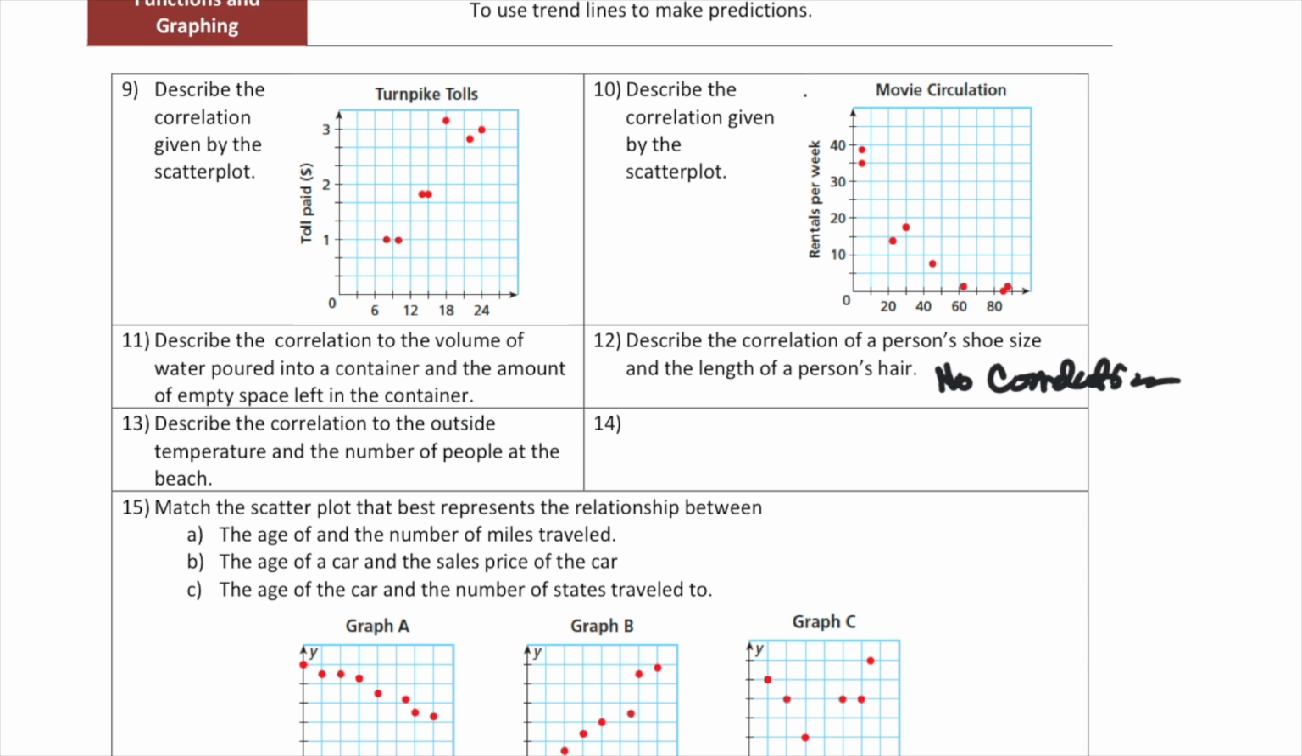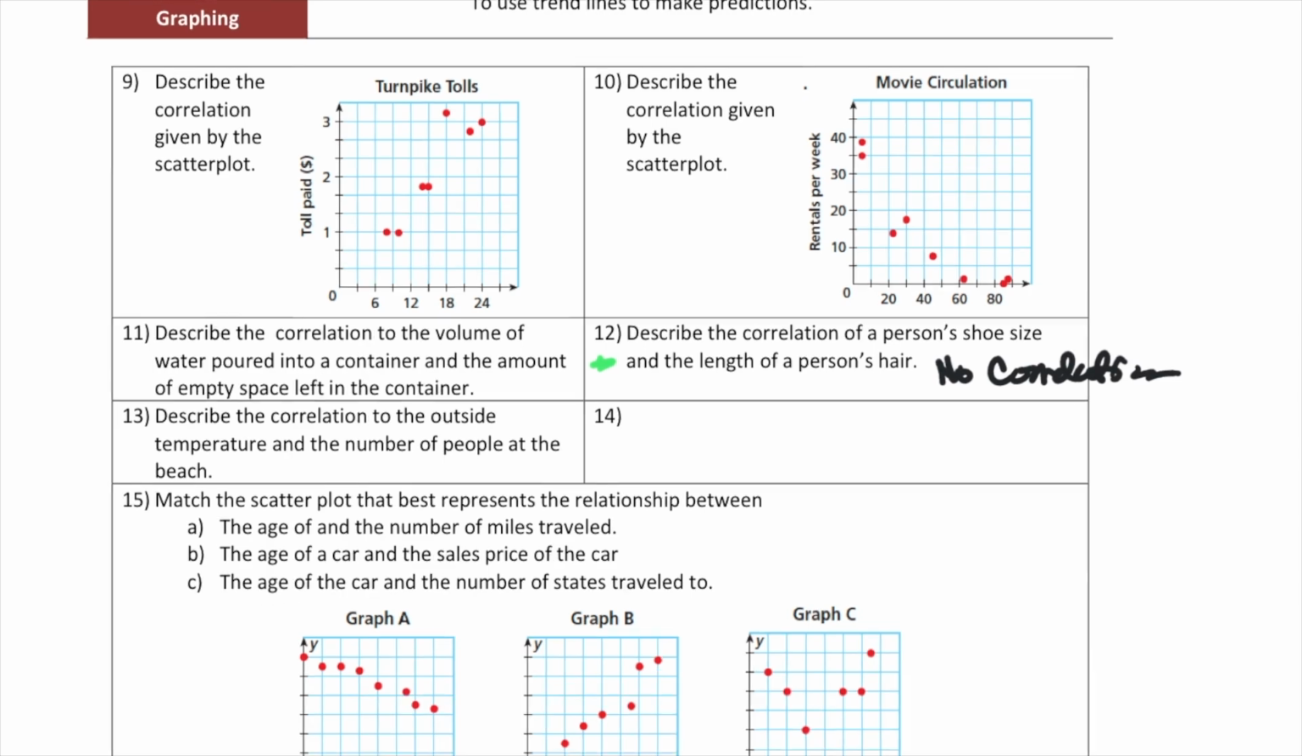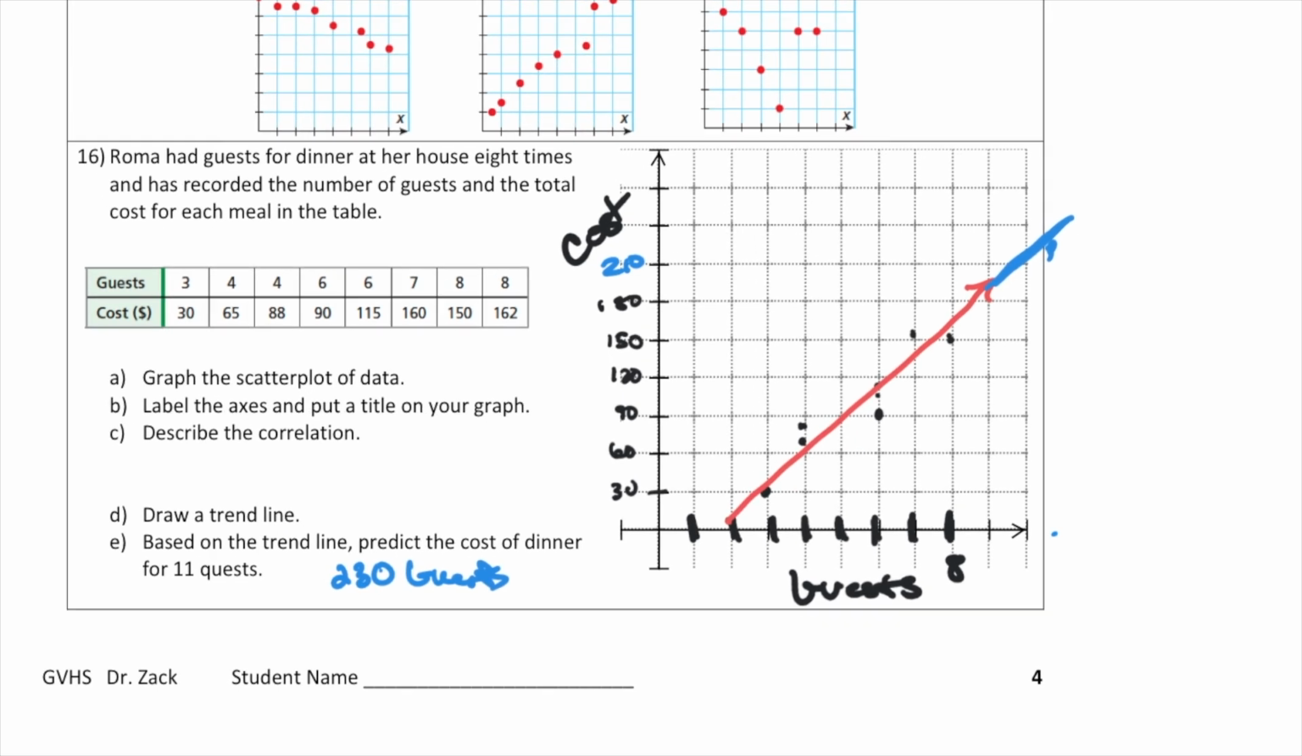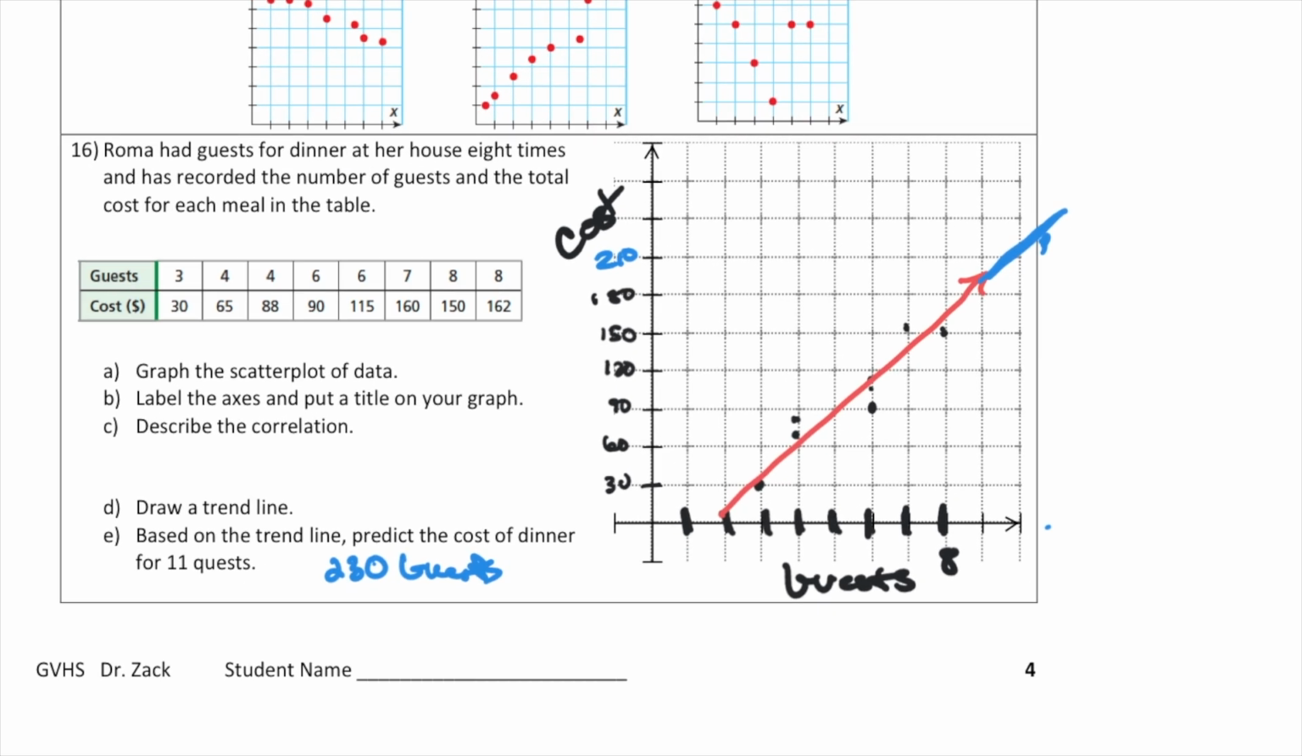Complete this last page. Notice for number 12, the correlation of a person's shoe size and length of their hair really doesn't make sense. When you work on number 16, put labels on the x-axis and y-axis, and don't forget to put a title on top. Maybe you put the title dinner at the top and then follow the directions.